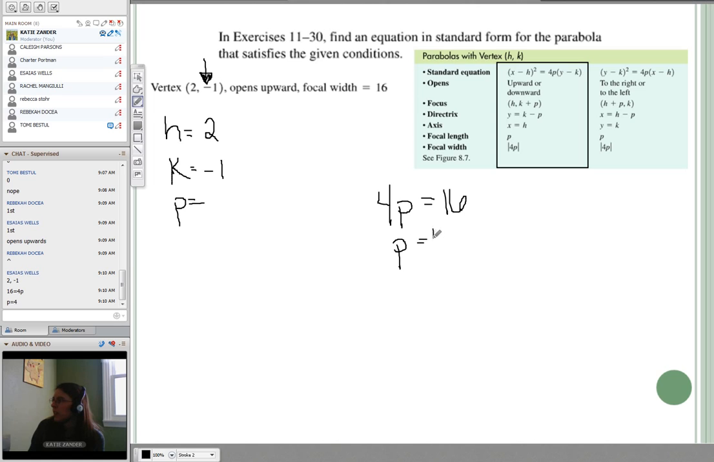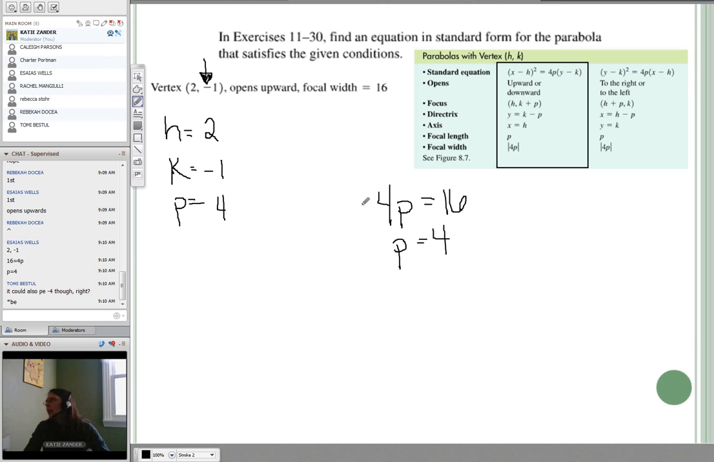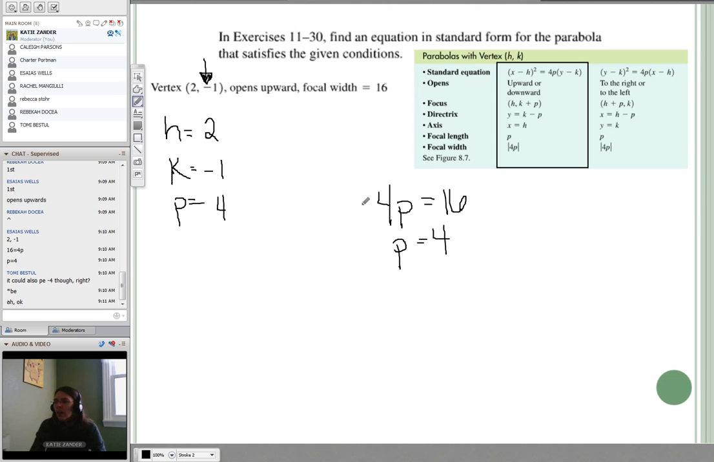Isaias gets 4. Could it be -4? Yes, it could be -4. Let me take a look. It could possibly be a -4. However, I'm trying to see if P was negative, I think that might make it open downward versus upward. So that opening upward, I think, is also going to be our indication that P should be positive versus the negative aspect of it. If it were opening downward, I do believe that P would be the -4 value.